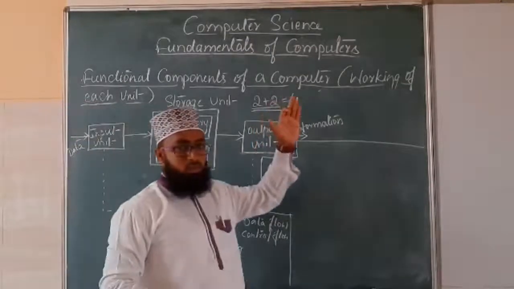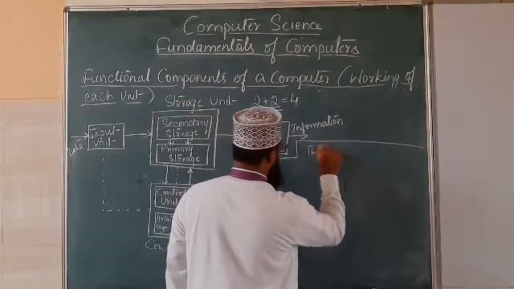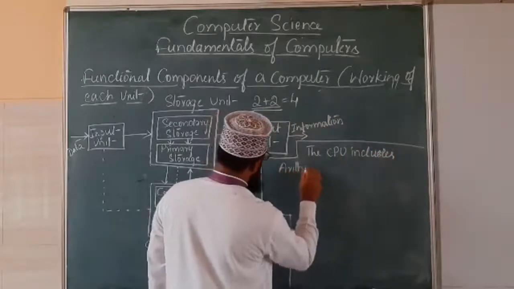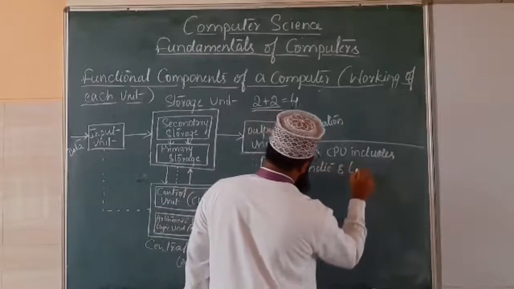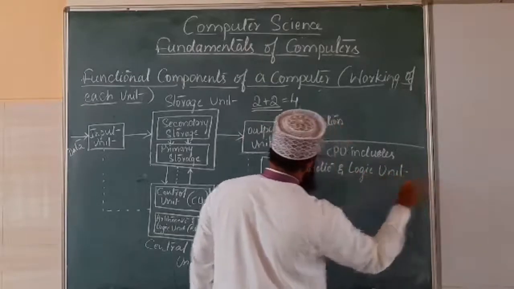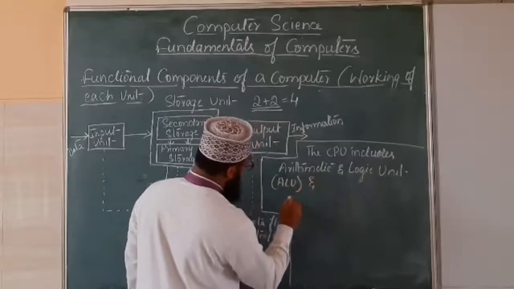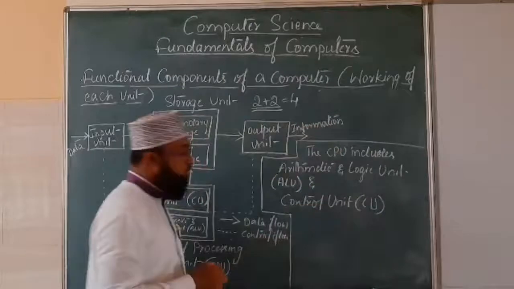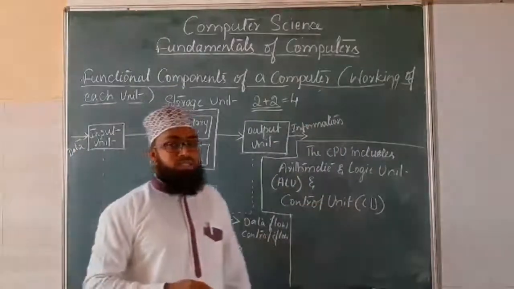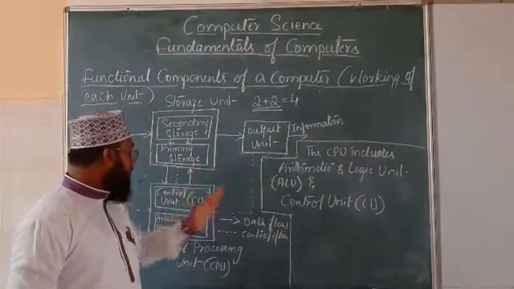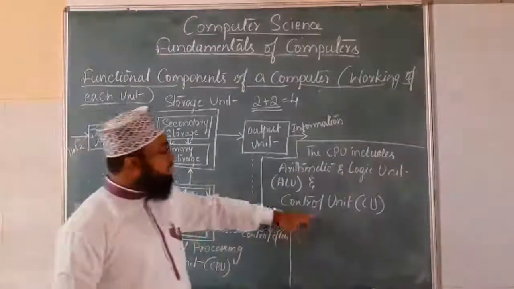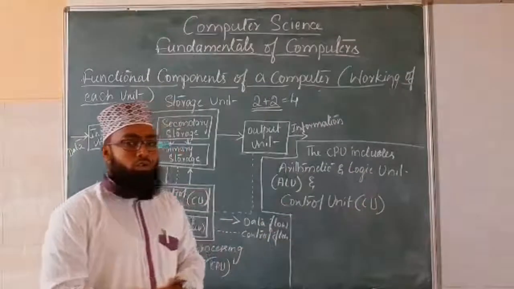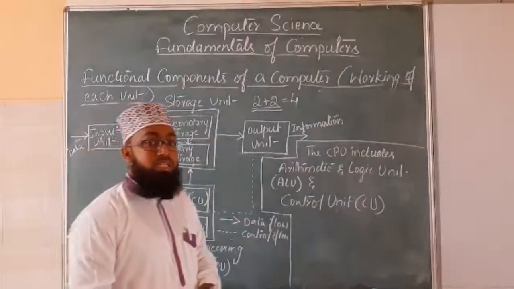Now come to the next point, that is, the CPU includes the arithmetic and logic unit, that is ALU, and the control unit, that is CU. So these are the points you need to write regarding the CPU, that is, the central processing unit. You can write the control unit first, then the arithmetic and logic unit next. No problem, you can write it like this also: arithmetic and logic unit, then control unit. So these are the things regarding the central processing unit.